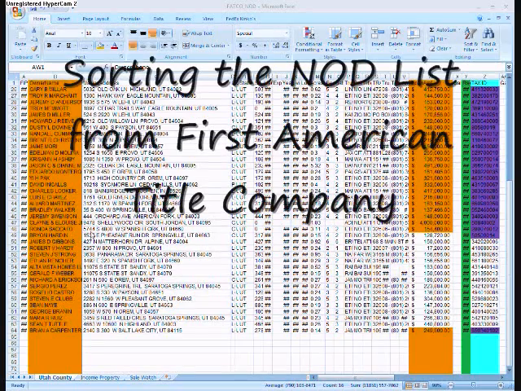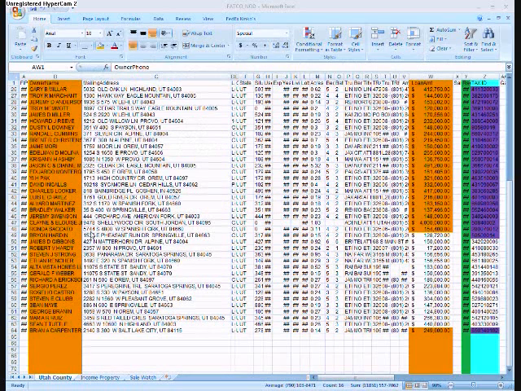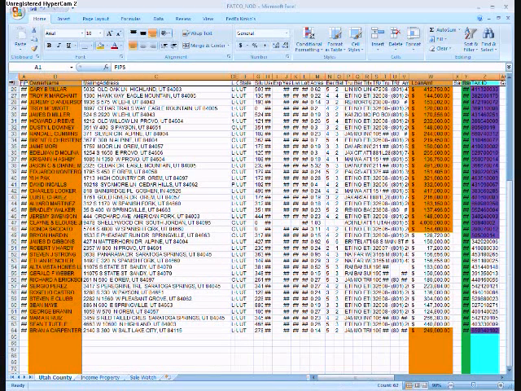Here I'm going to explain how I am sorting the notice of default list that I'm receiving from First American Title so that I'm only focusing on the properties that have a good equity position and are worth taking a look at. I've already opened my file. What I have here, I have some different color codes, but this top row right here is the list that came from First American Title.